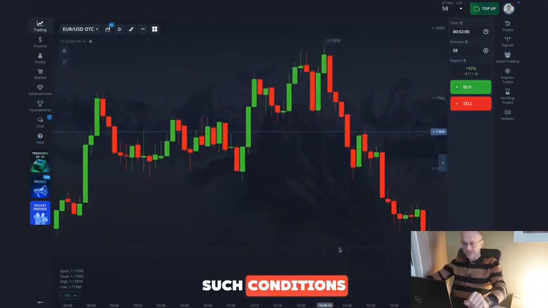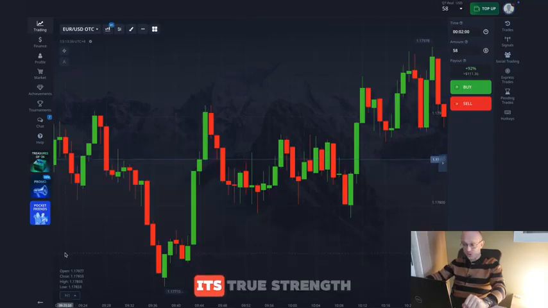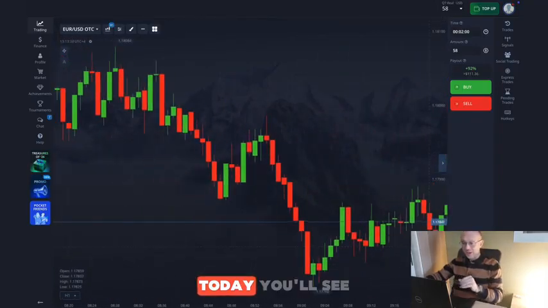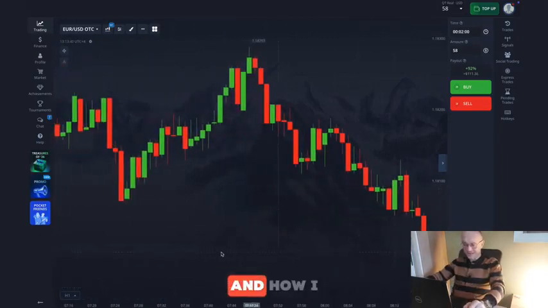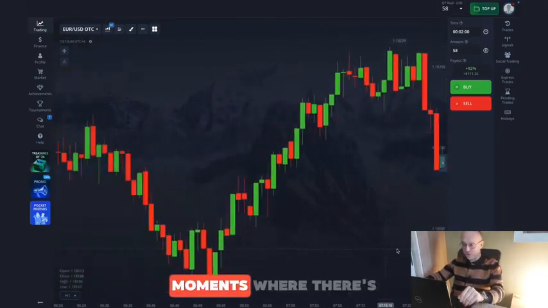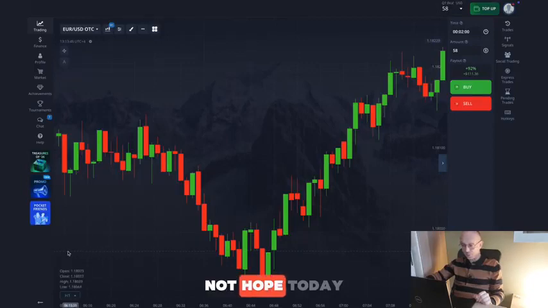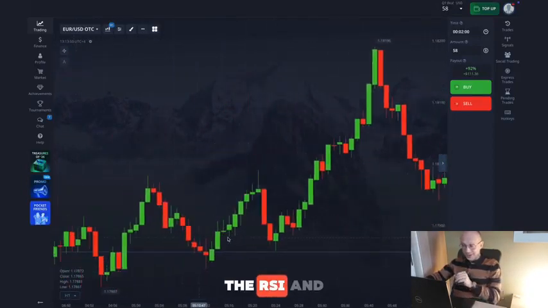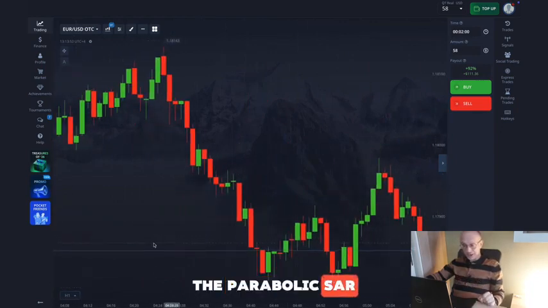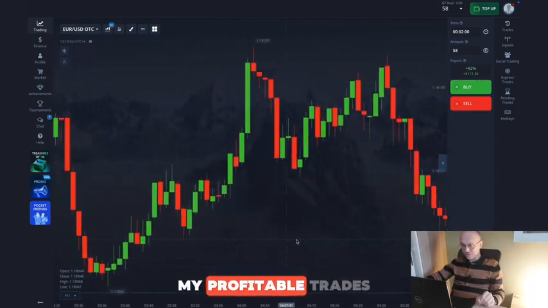But it's in such conditions that strategy shows its true strength. Today you'll see how I filter the market, why I skip most of the movements, and how I choose only those moments where there's logic, not hope. Today my tools will be two indicators, the RSI and the parabolic SAR, which will accompany my profitable trades.